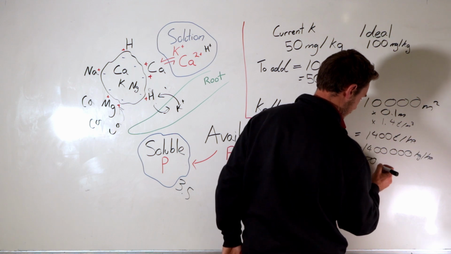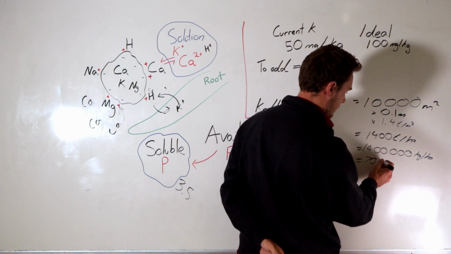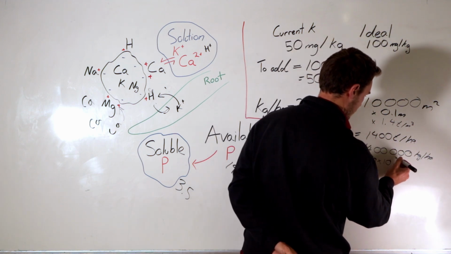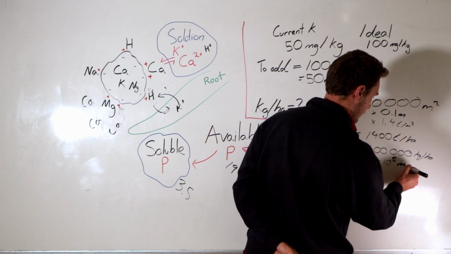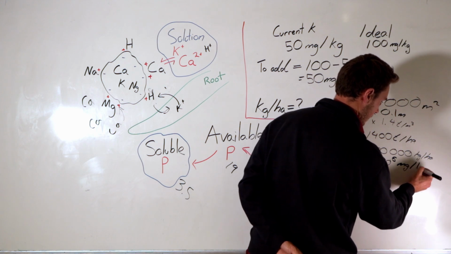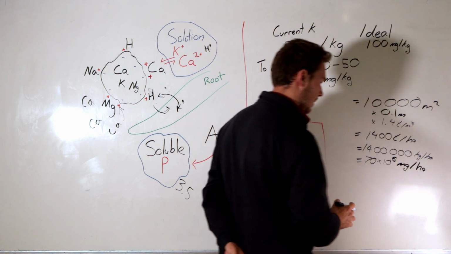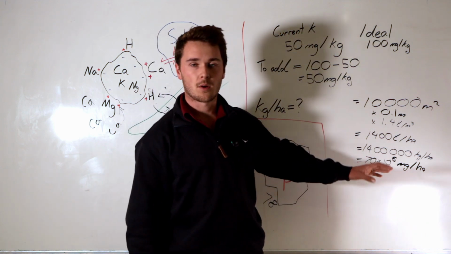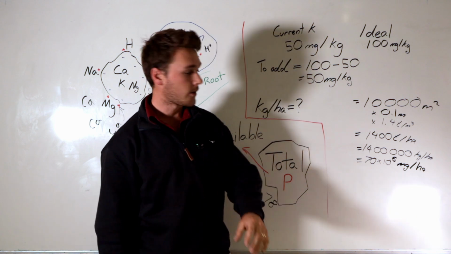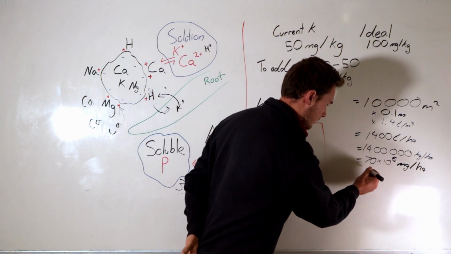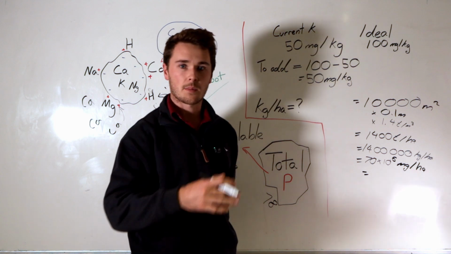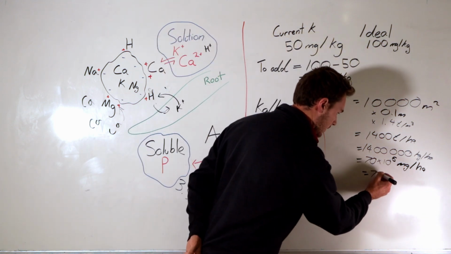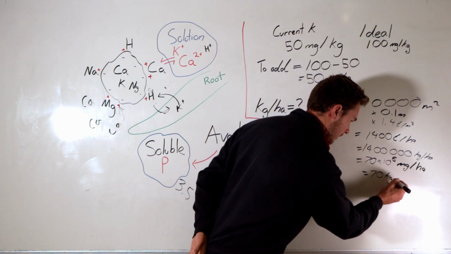70 times 10 to the power of 6 milligrams per hectare of that nutrient to be applied. And then what we need to do is convert this from milligrams to grams to kilos, which basically just each step up you take off 3 zeros. So that works out to be 70 kilos per hectare.